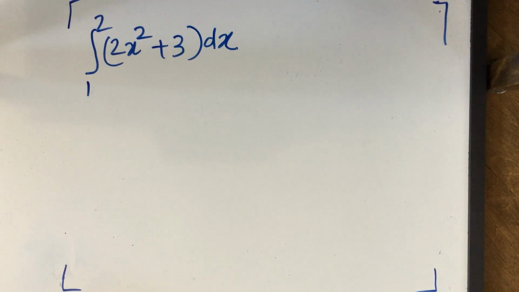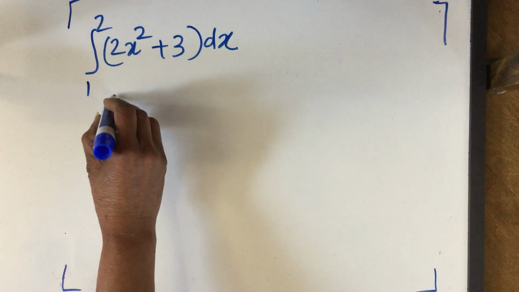Hi everyone, I'm going to do some integration with the limits, which is a definite integral. So this is the integral from 1 to 2 of 2x square plus 3 dx, and this is a very basic integration. You don't need any substitution, so we can just do it directly without the limit of integration first.